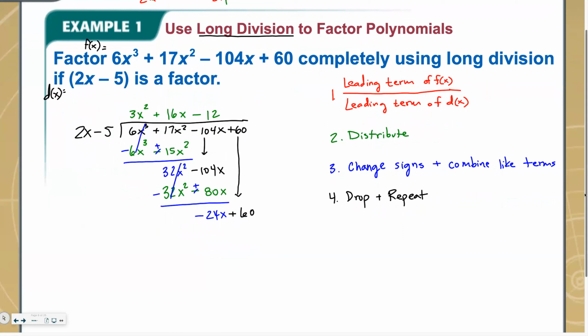Now I distribute. Step 3, or excuse me, step 2. What is 2x times this negative 12? Negative 24x. Great. And what is the negative 5 times negative 12? Positive 60. All right. Step 3, the last step for us. Change signs and combine like terms.